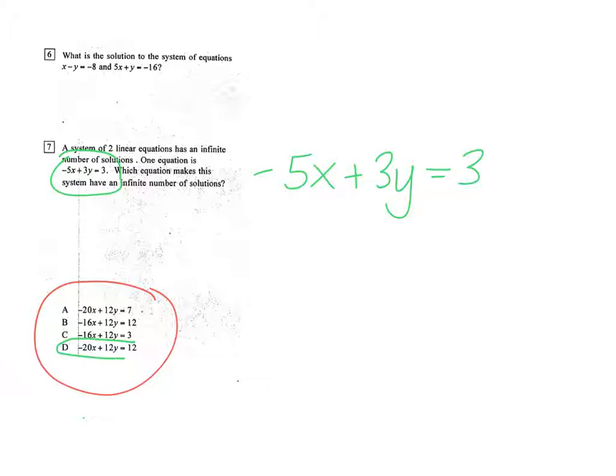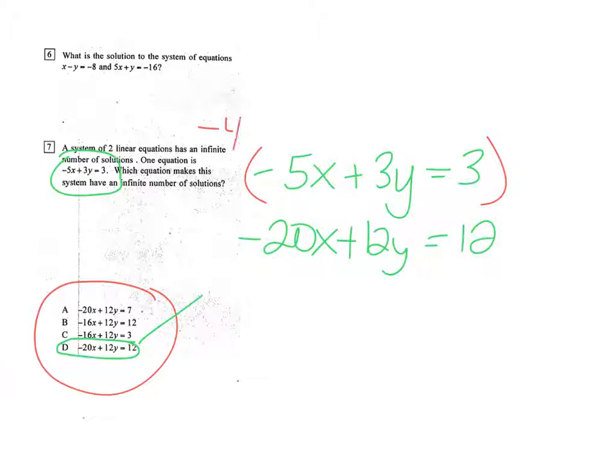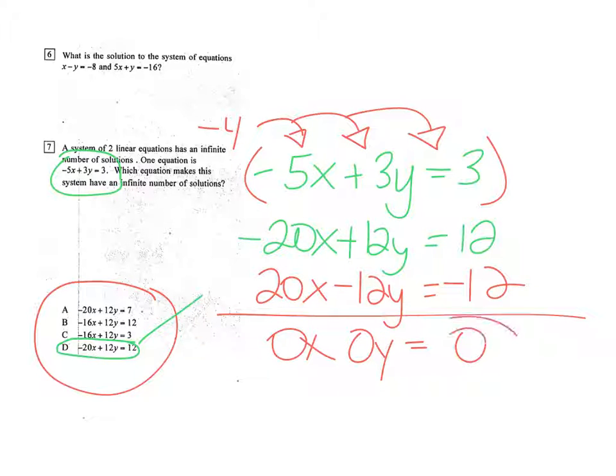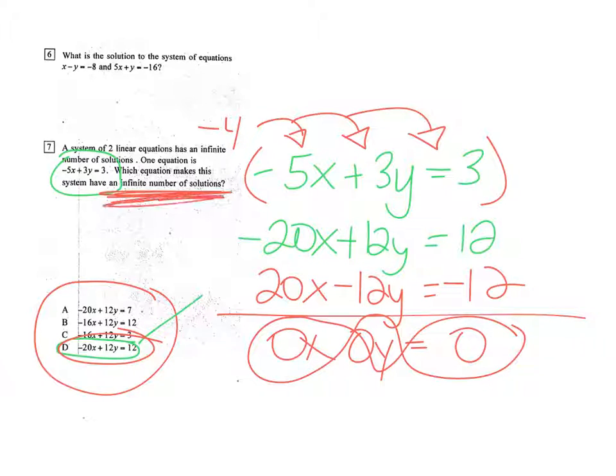If we try D, we're going to put it up here, negative 20x plus 12y equals 12. When I go ahead and I multiply this by negative 4, I'm going to get positive 20x, negative 12y, and negative 12. As you see, I'm going to get 0x, 0y equals 0. That's what we want. Infinite solutions. Remember, infinite number of solutions. If it was asking which one gave you no solution, you would have picked A, because you would have 0x, 0y equals a number. Okay?